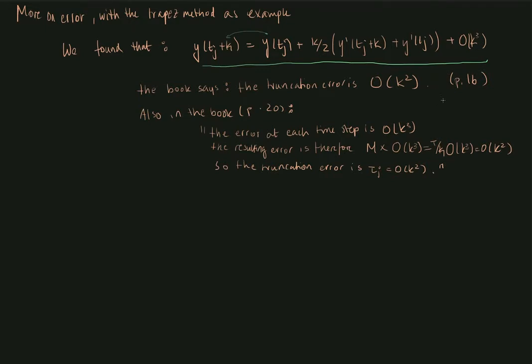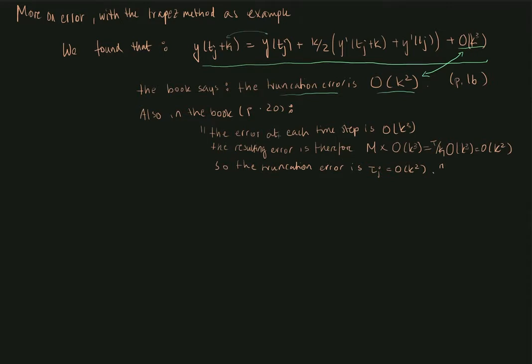Now, if we look at page 16, table 1.3 in the book, it says the truncation error for the trapezoidal method is big O of k to the second. So it has the same order of magnitude as k squared. Now, what is the relation between this term here and this term here?